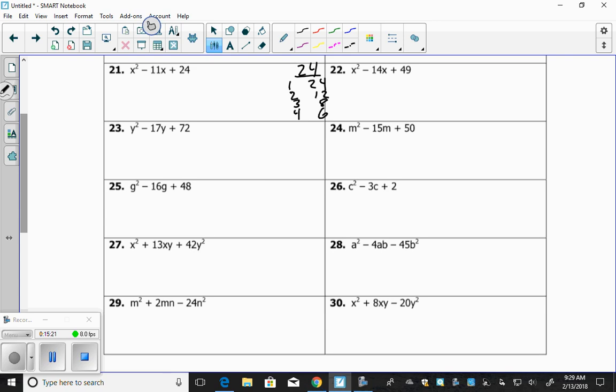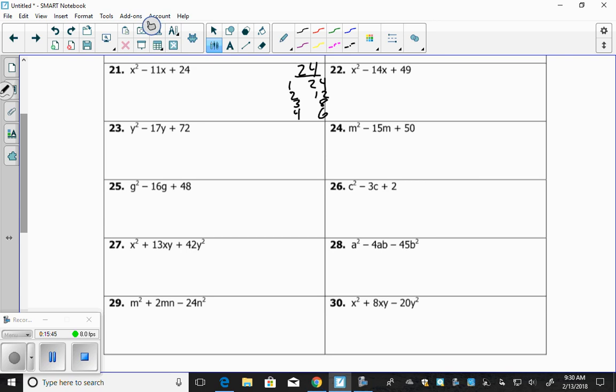Okay. Let's look at this one. 24, is it positive or negative? So are they going to have the same sign or opposite signs? So you said opposite signs. So what's a negative times a positive? Negative. Is that what we want? No, you want a positive. We want a positive. It's positive 24.